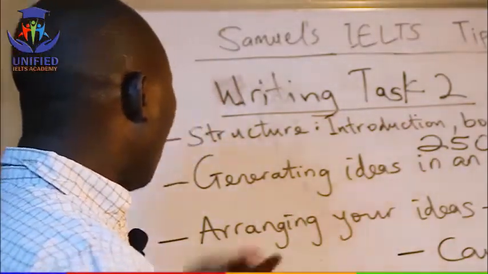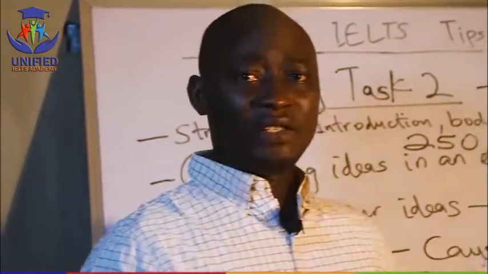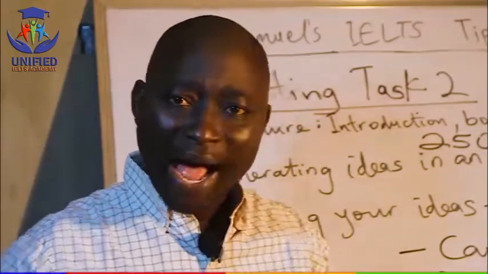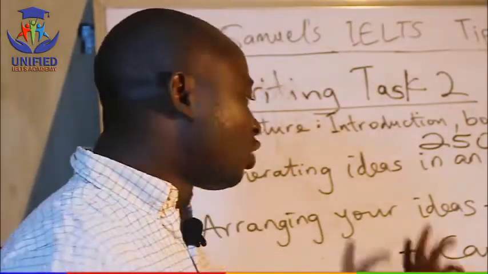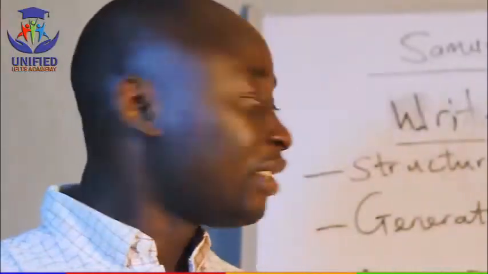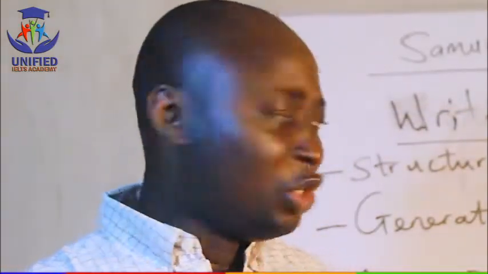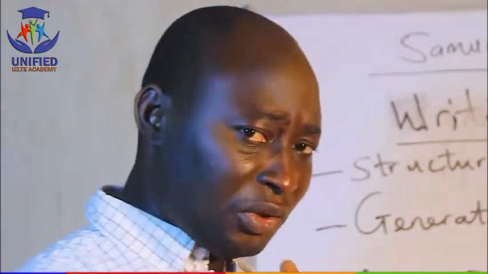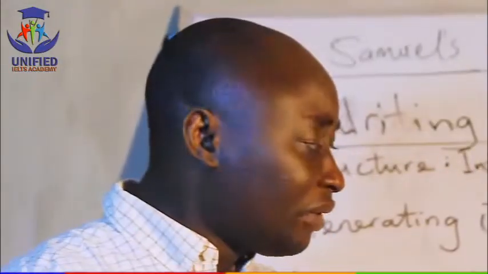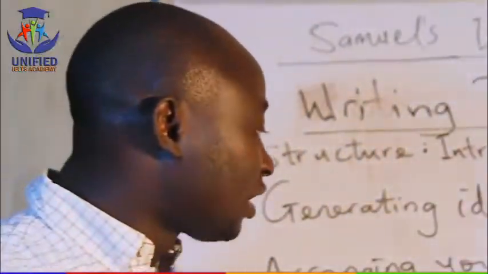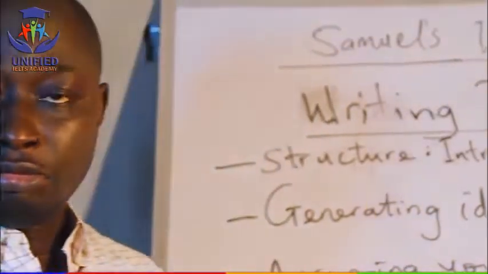After this, I want to move to arranging your ideas in an essay in writing task 2. How do I arrange my idea? There are 2 but 3 major ways of arranging your ideas. I call it thought pattern. What thought pattern are you following in writing your ideas? In presenting your ideas, I have 2 but 3. Cause and effects, problems and solution. The third one is a blend of the 2 above. A blend of cause and effect and problem and solution.